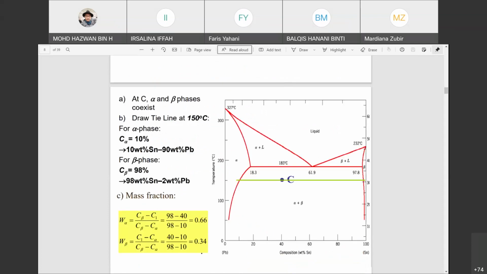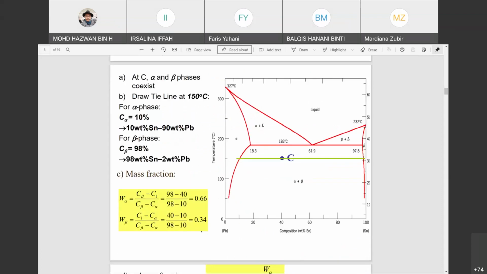Right. So this is actually the phase diagram. The question is asked at 40% and 150. So 40% and 150, this is actually point C. So the phase, of course, exists as alpha plus beta.